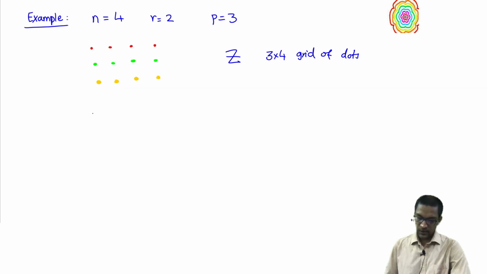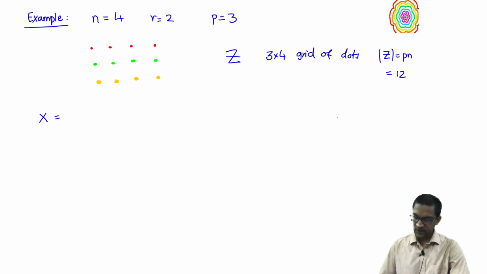Okay, now what is it that I want to define as my set X? So X, of course, remember, has to have cardinality Pn choose Pr. Okay, so that's what I know about. So Z has cardinality 12, which is Pn in this case.